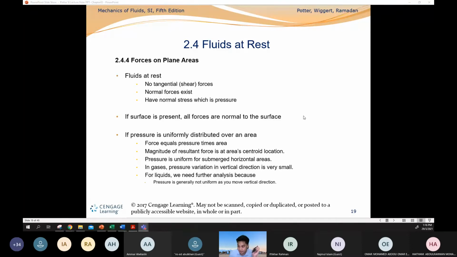I believe you know the force already. So what is the formula relating pressure to force and area?